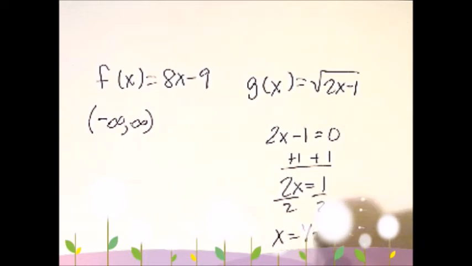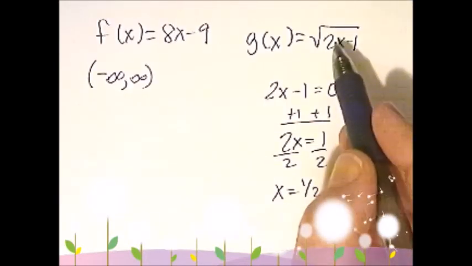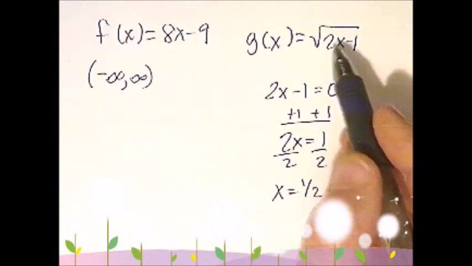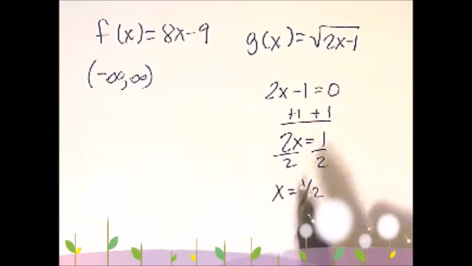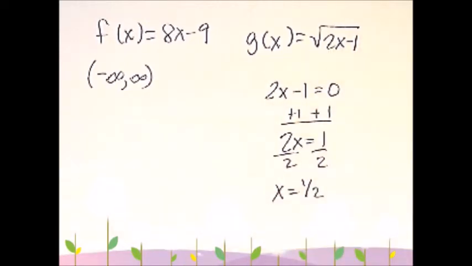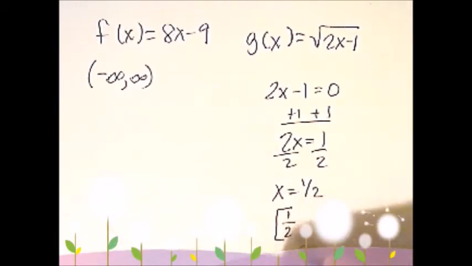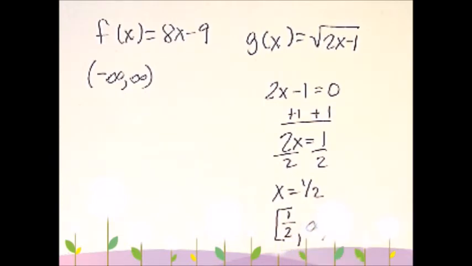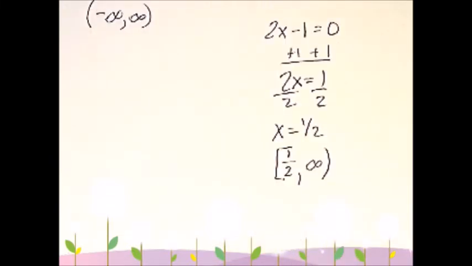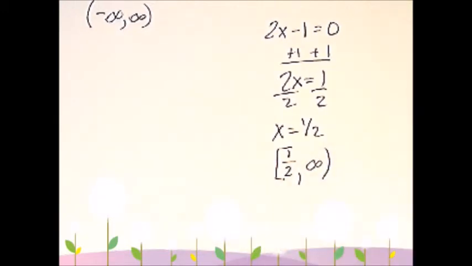X is 1/2. That is the smallest value x can be, and this would be 0. If it gets any lower than 1/2, that value up there would be lower than 0, which would be negative, and it wouldn't work. So we can use any number from 1/2 to positive infinity. And notice that I put a bracket around 1/2 because you can use that value, and I put a parenthesis around infinity. We always put parentheses around negative and positive infinity.